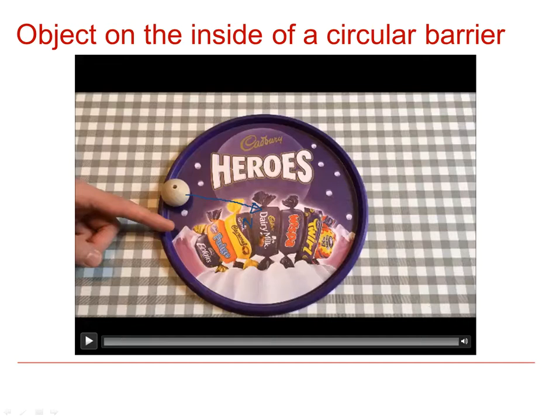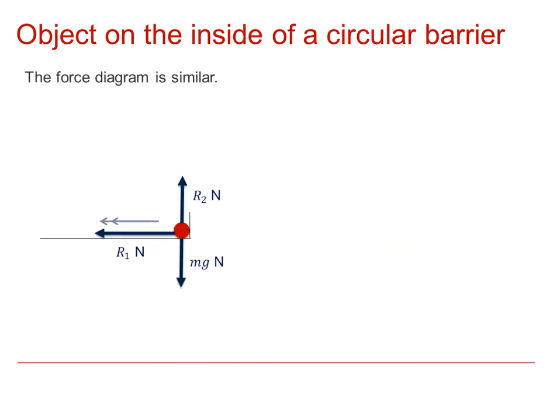And if we look at a diagram of that, then we'll see it's actually very similar to the diagrams we've had before. This time we've got the edge of the dish on the right hand side of the bead, and therefore it's the normal reaction from that which is producing the acceleration. The other two forces, again the weight and the vertical normal reaction, are equal and opposite to each other.